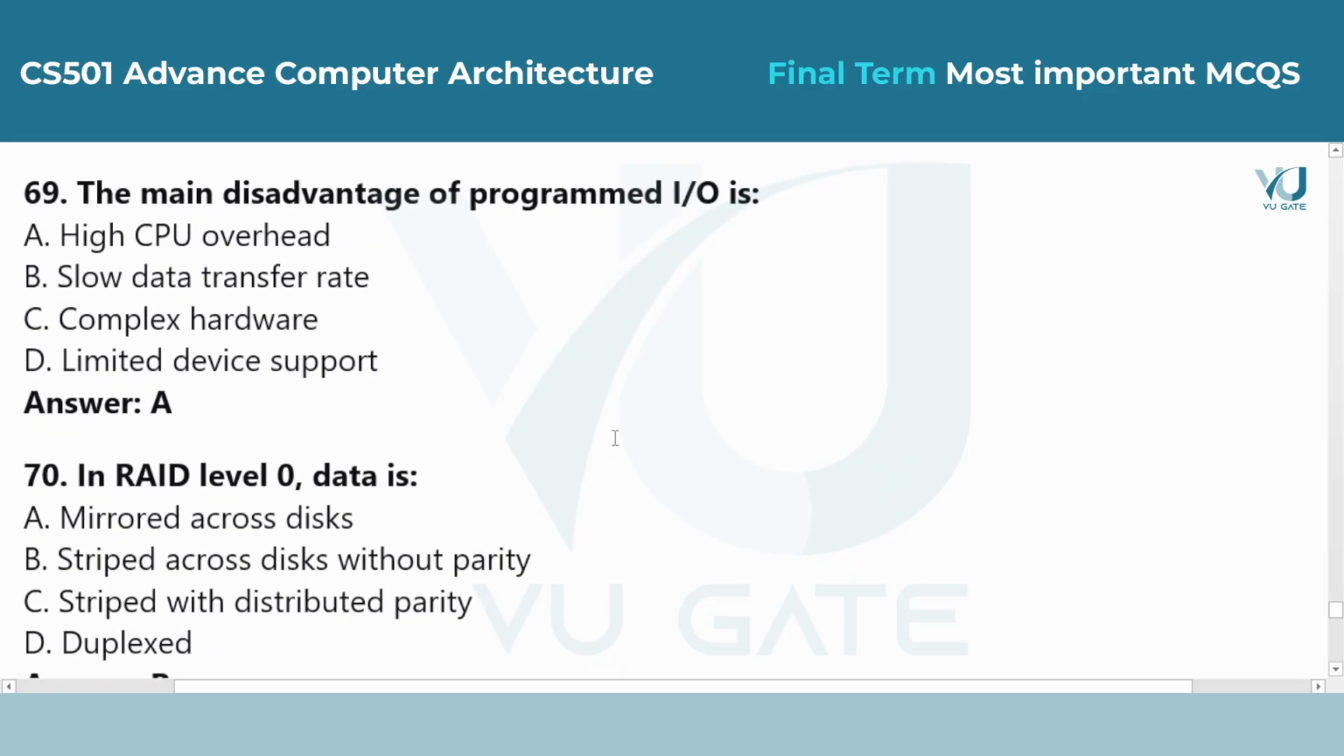69. Question: the main disadvantage of programmed I/O is? Answer: A. High CPU overhead. Concept: the CPU is kept busy in a busy wait loop, which wastes processing time that could be used for other tasks.